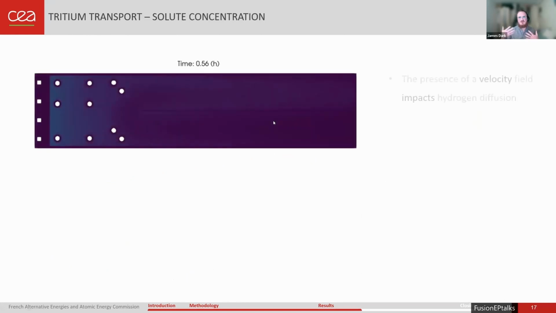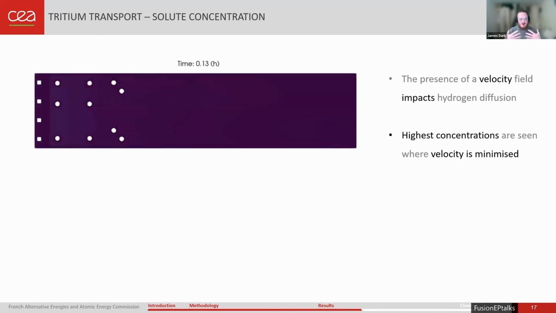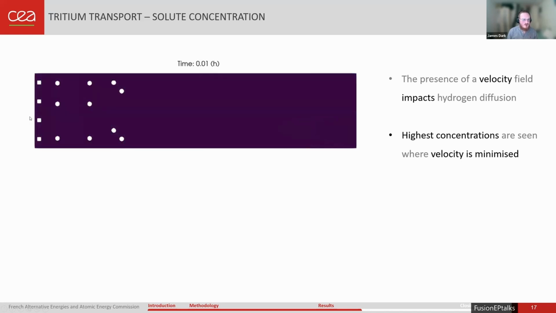Yeah, and then we take the results of these steady state heat transfer and velocity profiles, and we project them onto our tritium transfer simulations. And this is what we get. This is showing the tritium being produced in our blanket, and it's being carried away. Our velocity is coming in from the bottom and carrying all the tritium away. And we see the highest concentrations of tritium where the velocity is minimized. And also we can see here where the tritium is diffusing into the structure as well.